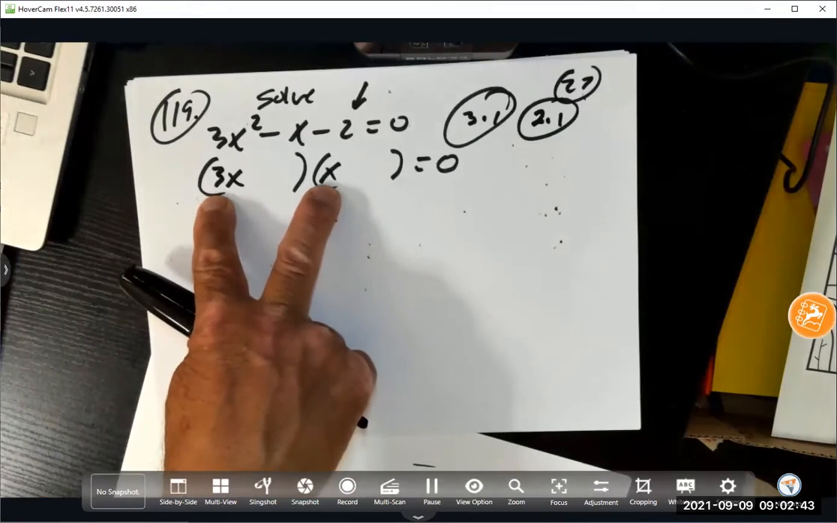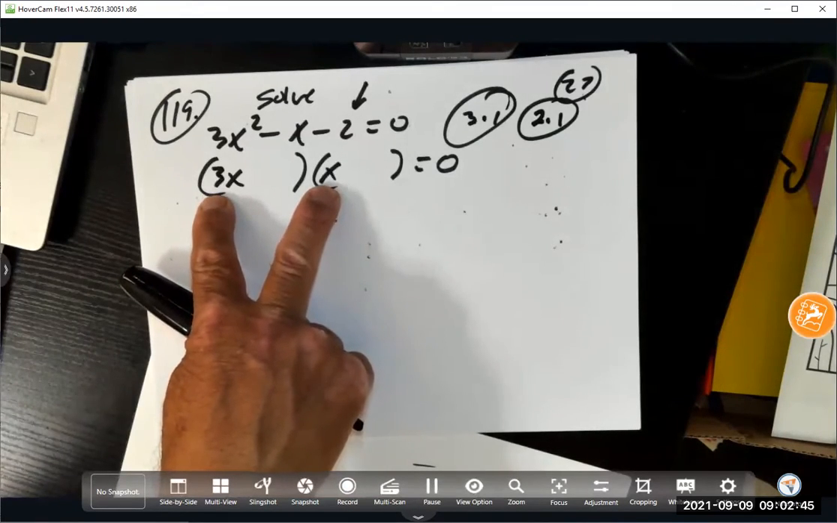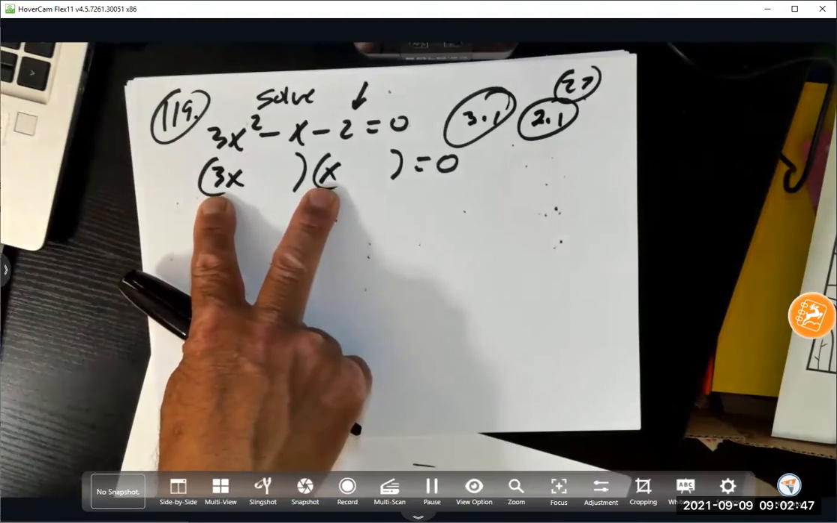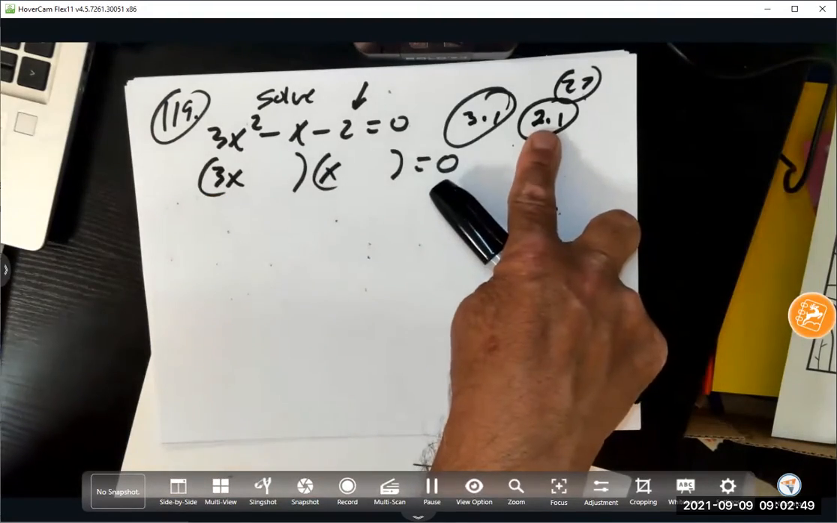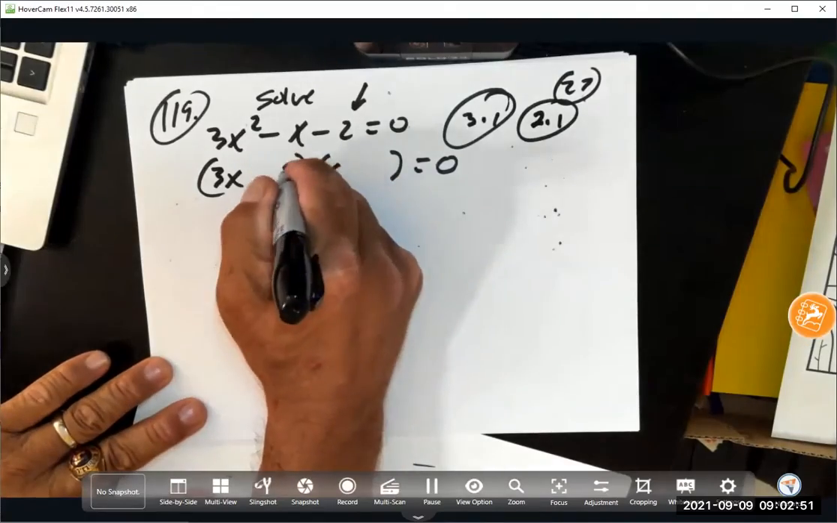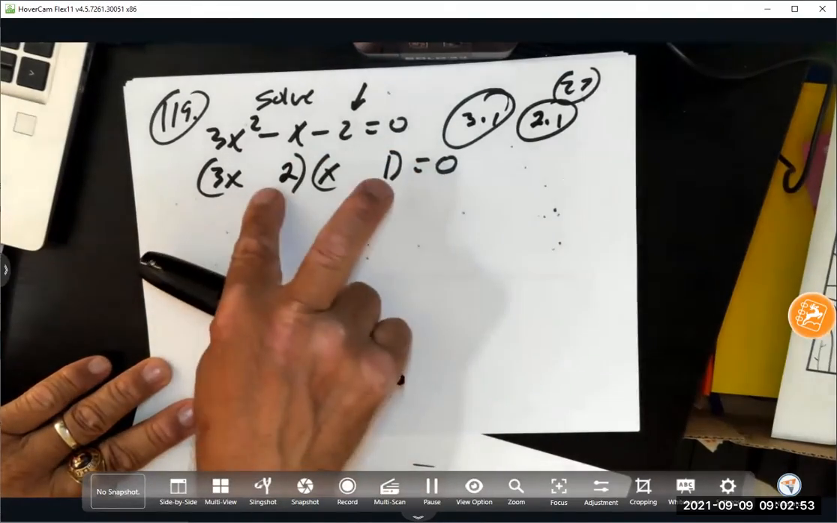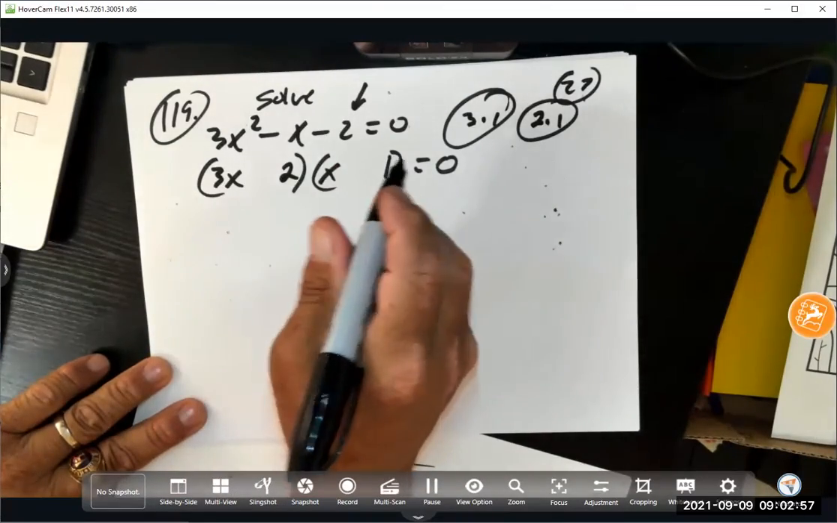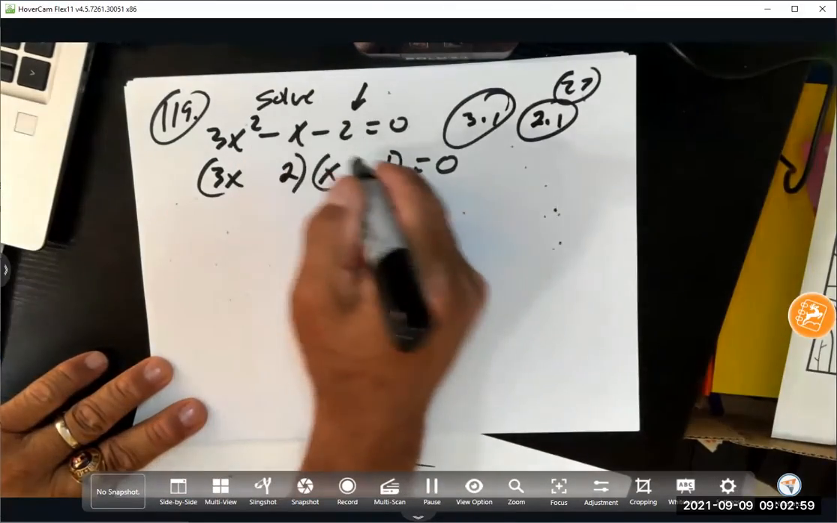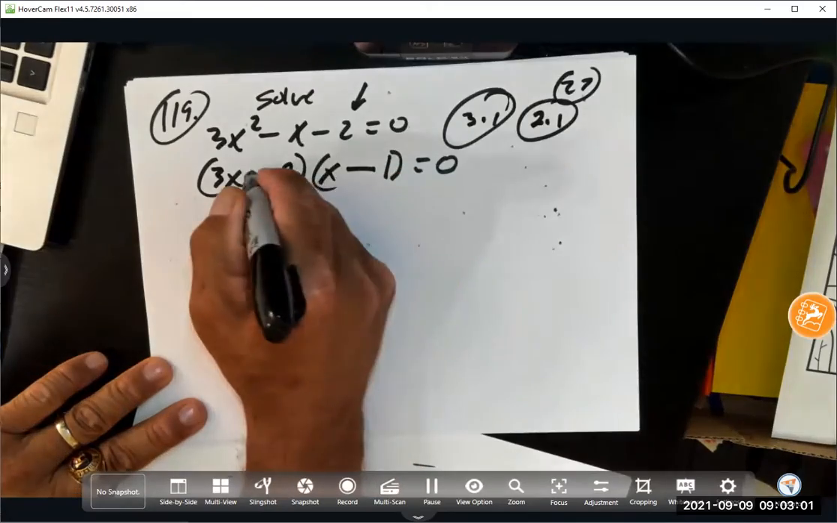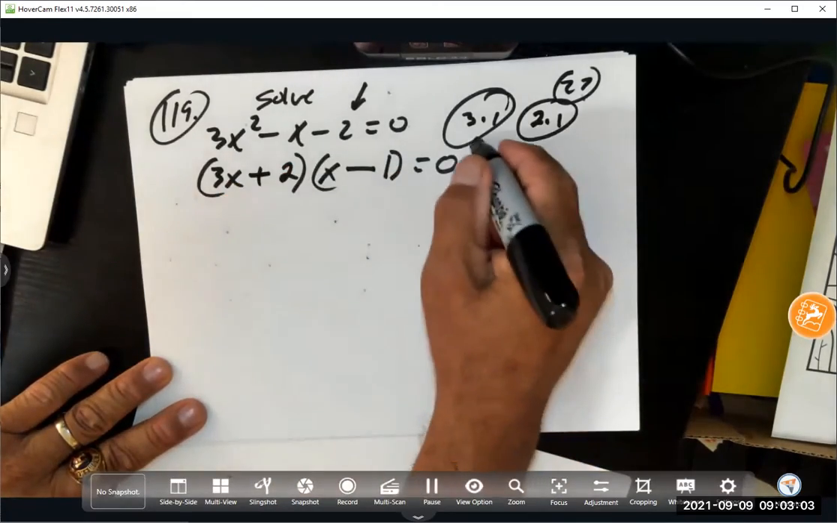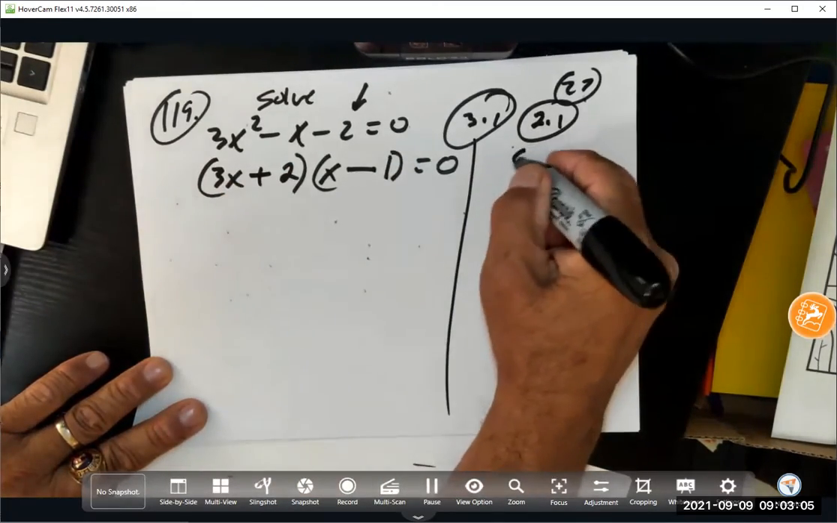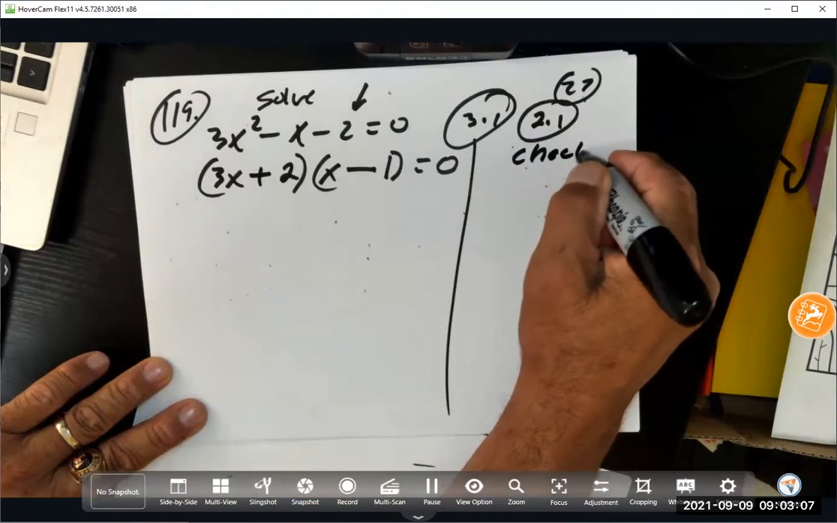3x times x gives you 3x squared for the beginning. Yes. And the last one has to be 2 and 1. So I'm going to put the 2 and the 1 here. 2 times 1 will give me the 2. But now, let me see what the minus is going to get. I'm going to say that the minus is probably going to go here and the plus is there. Now, this one, I'm just going to check it over here.